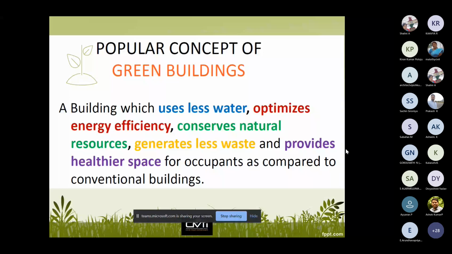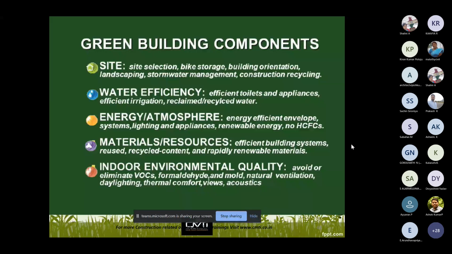By observing the things inside, what materials they have used in the construction, whether they have adopted all the technologies, all these things will rate whether the building is green or not. So the components of a green building are: one, site selection, and second, water efficiency, energy, atmosphere, and materials used for the construction, whether recycled or renewable materials. And indoor air quality also is very much important.